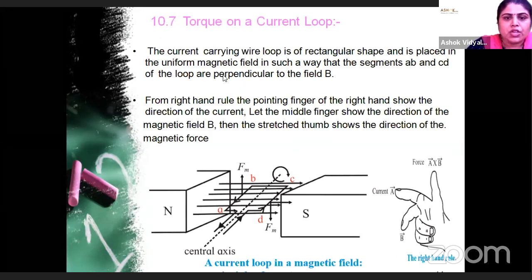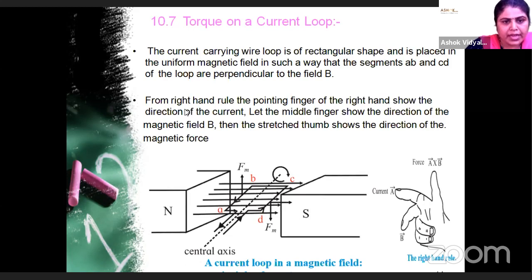Now see the torque on a current loop. The current carrying wire loop is a rectangular shape like this, A, B, C, D. This is the rectangular shaped wire, and it is placed in a uniform magnetic field in such a way that the segments AB and BC of the loop are perpendicular to each other.